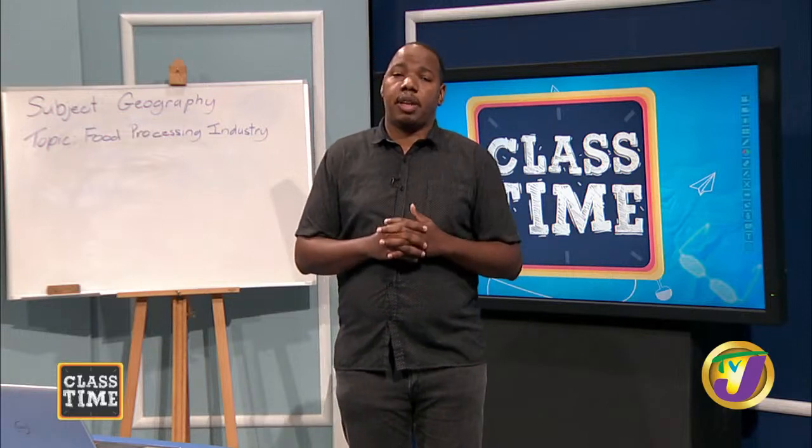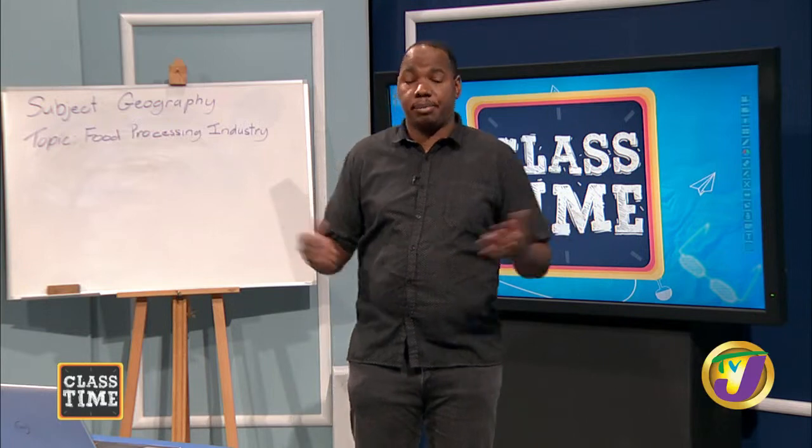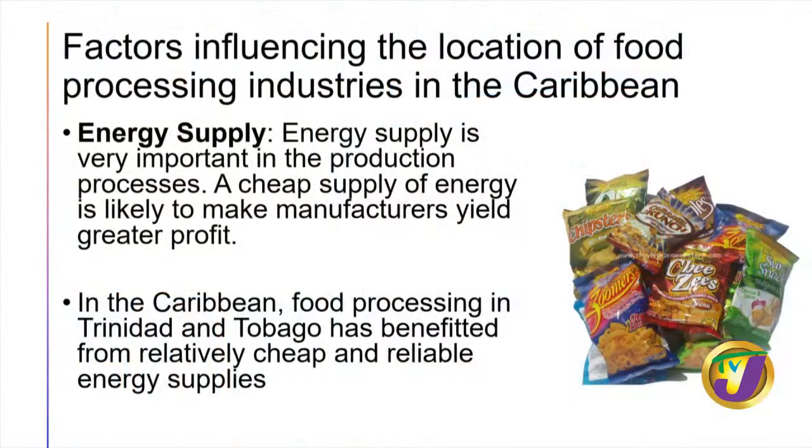Location of food processing industries might also be influenced by the supply of energy. Energy is very important. If you think about it, a country that has a cheap supply of energy is more likely to make greater profits on their food. They can keep their factories running for a much longer period of time. Their outputs can increase, right?